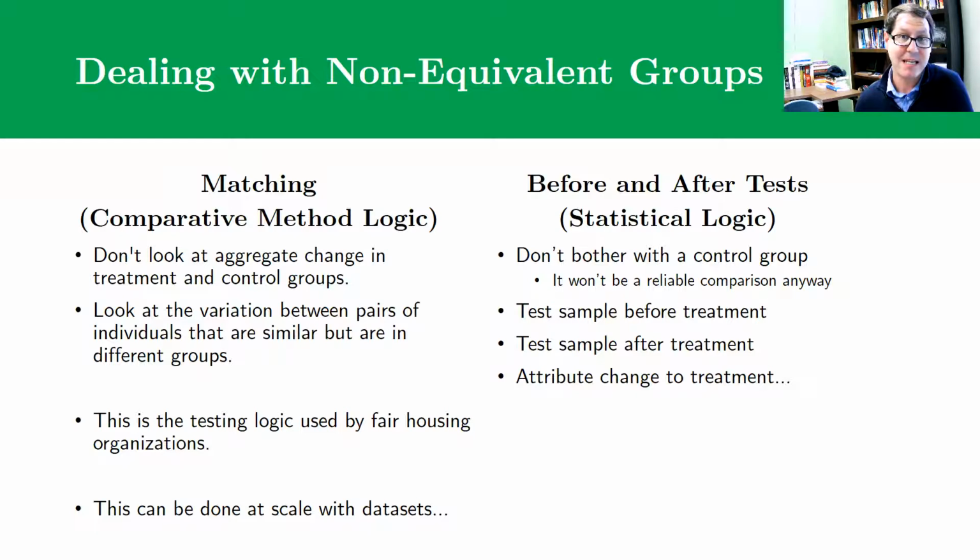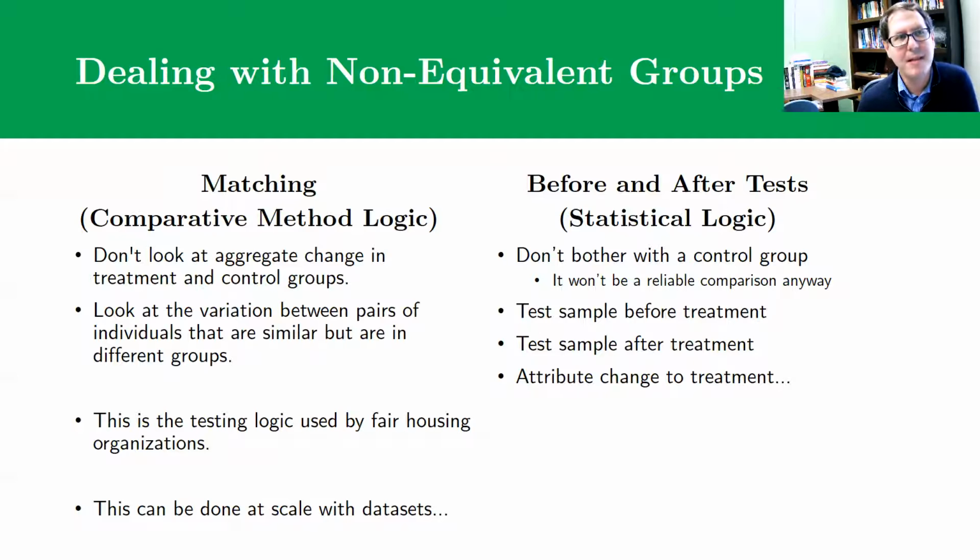This is the testing logic that was described by the folks at High Plains Fair Housing for how they demonstrate discrimination by creating sort of matched pairs, people who are sort of similar on all these different dimensions, to see if they're treated differently. There's been attempts to sort of scale this up with data sets where you can essentially treat an observational data set as if it was generated through some sort of experimental process with treatments and controls.